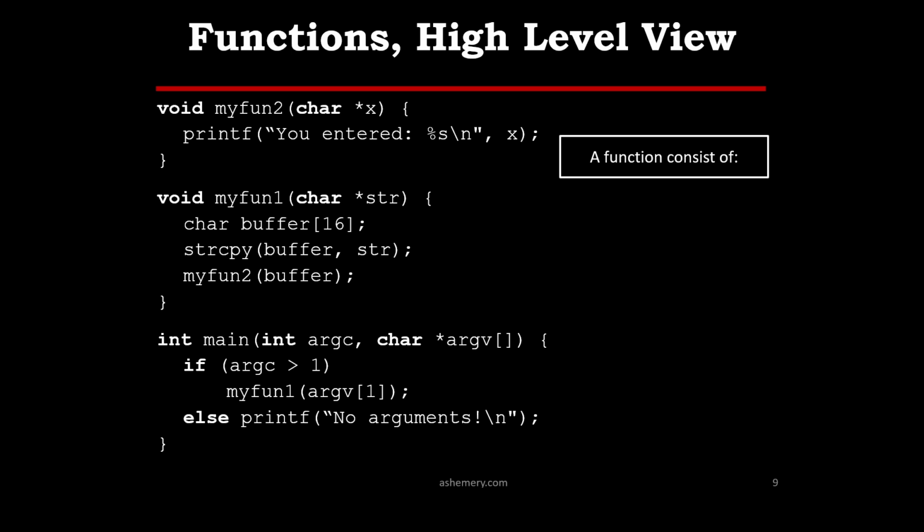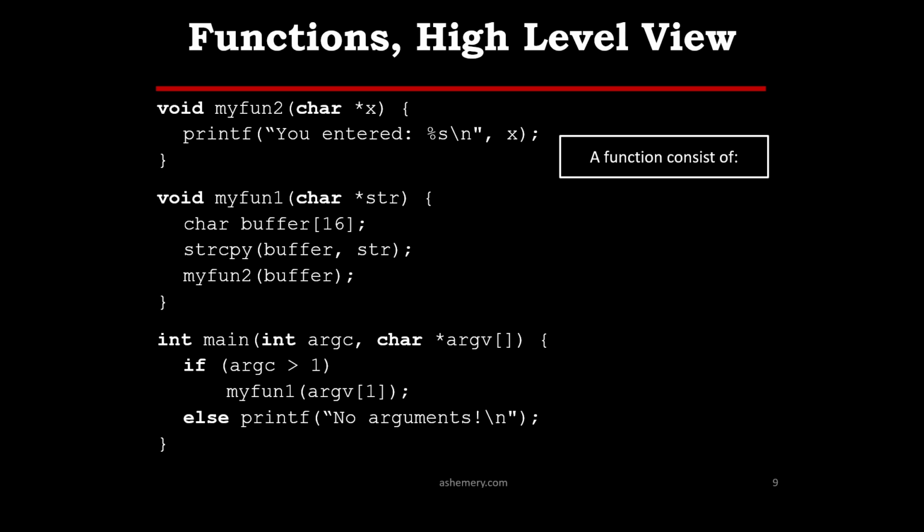Inside main we have an if statement, which is going to be checking if argc is more than 1. So we have a decision to be made here based on the value in argc. argc is the argument counter, and if the argument counter is more than 1, then we will be calling a function called myfun1, and we will be passing the second argument to that function.